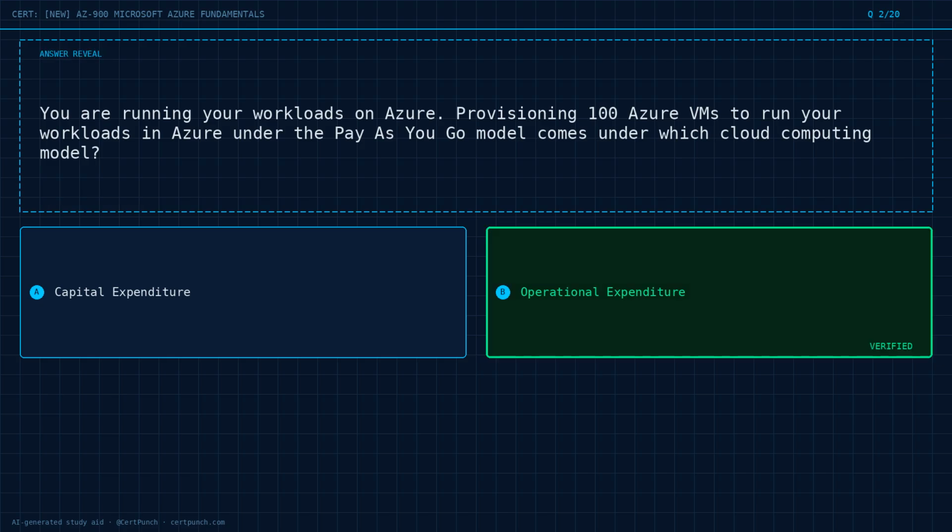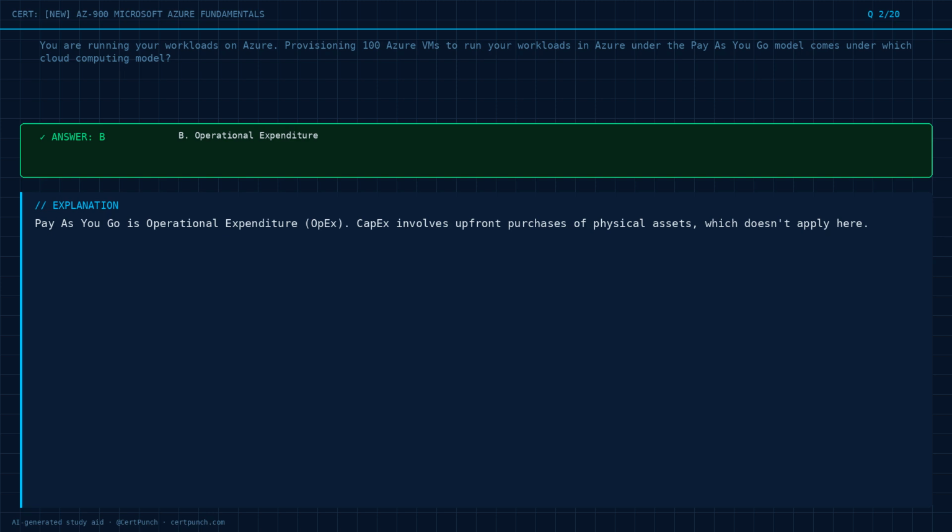The answer is option B. Exam logic. Pay-as-you-go is operational expenditure, OpEx. CapEx involves upfront purchases of physical assets, which doesn't apply here.